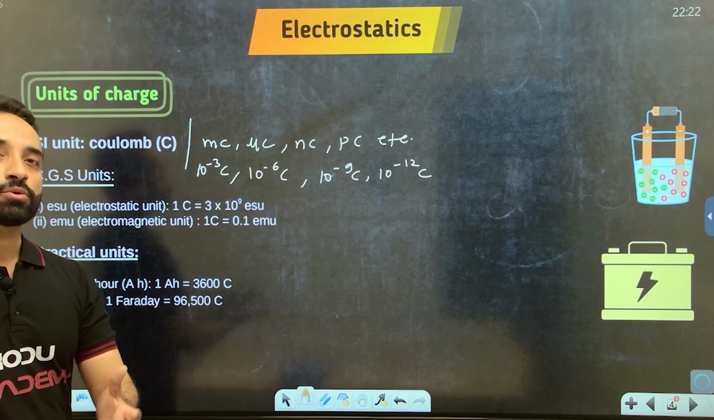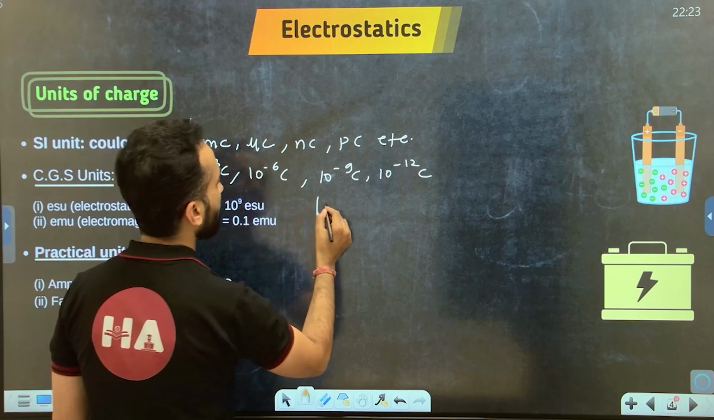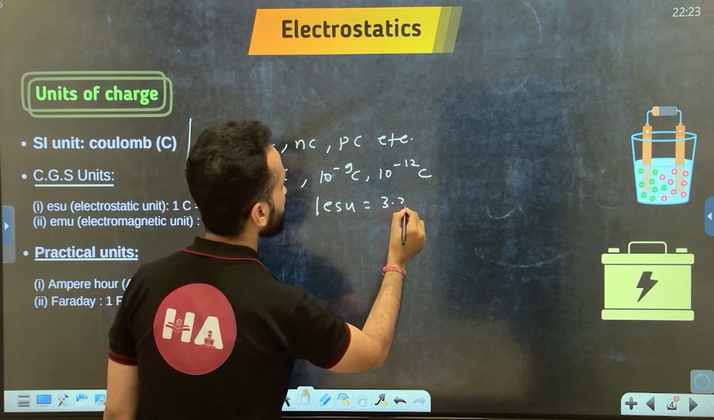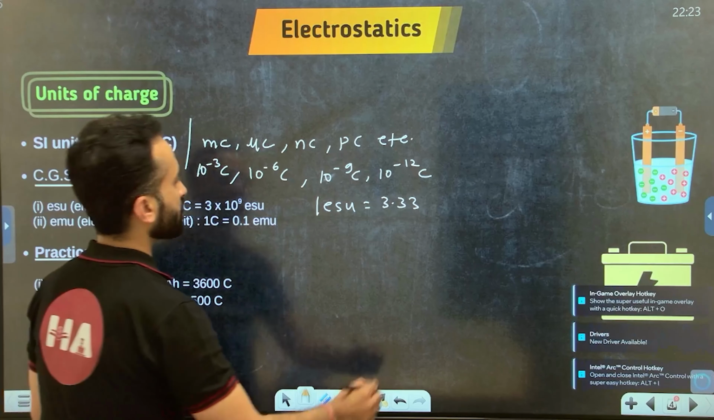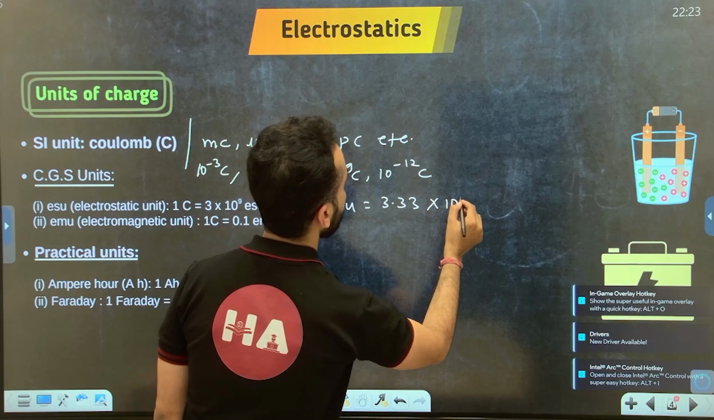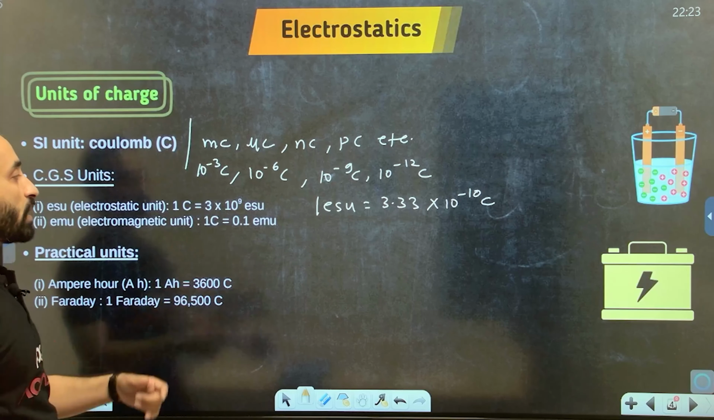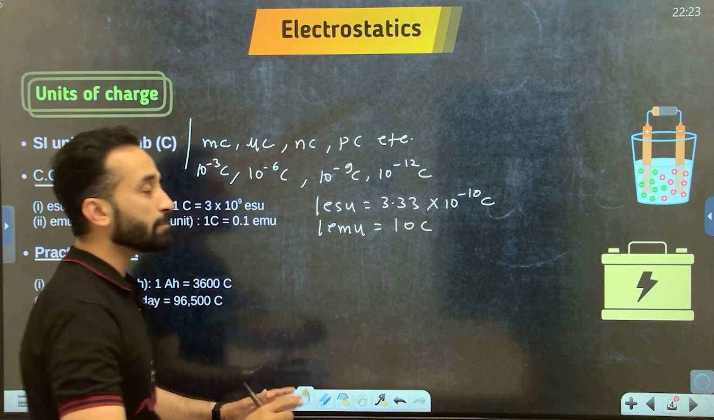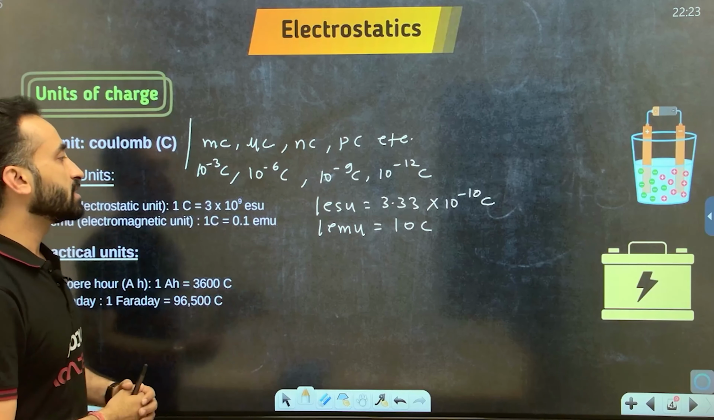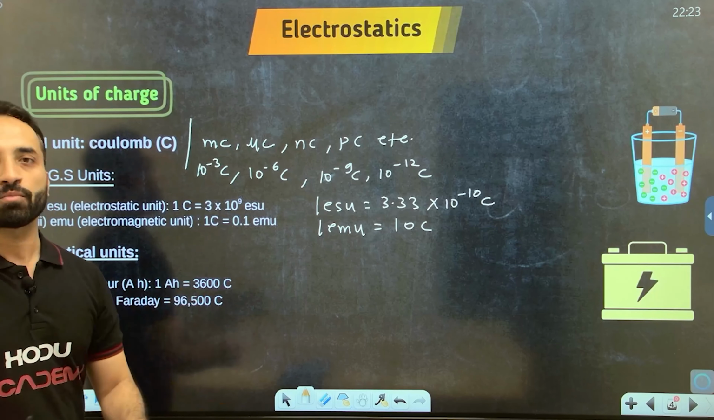So 1 coulomb is 3 into 10 raised to the power 9 ESU. You want to convert ESU to coulomb, you can of course do that. 1 ESU is going to be 3.33 into 10 raised to the power minus 10 coulomb. Similarly, EMU, 1 coulomb is 0.1 EMU. So 1 EMU is going to be 10 coulomb. So keep these conversion factors in your mind. These are going to be very important, right? So yeah, note this down, then we move forward.